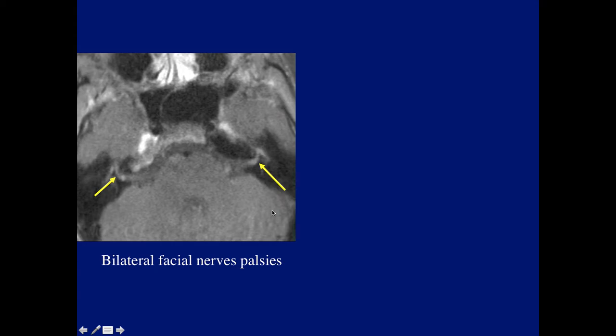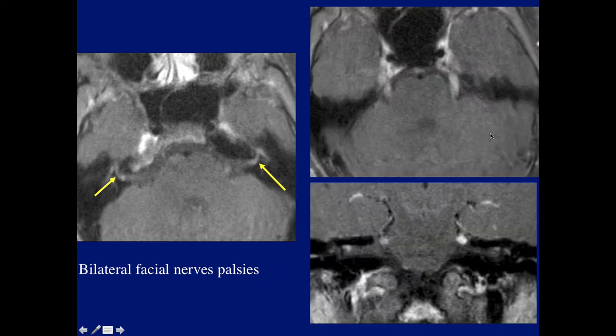Possible condition. Okay, Nate mentioned the correct one, and Gino mentioned the correct one. Very unusual to have both nerves involved. And we see that the other nerves involved here, the trigeminal, both on the coronal and on the axial.